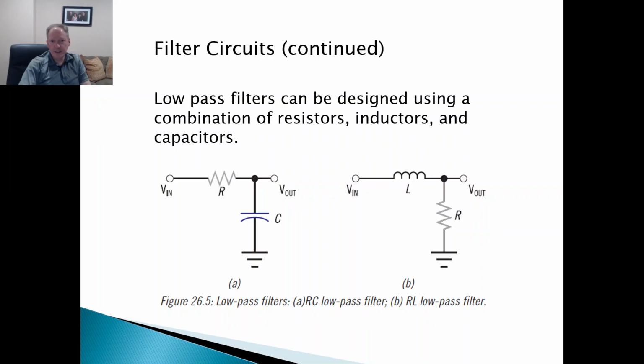Okay? And then with an inductor, you start with the inductor and then you take the output across the resistor. So you can do a low pass with an RC or an LR. And I'm saying that on purpose, where the C is the output and here the R is the output.